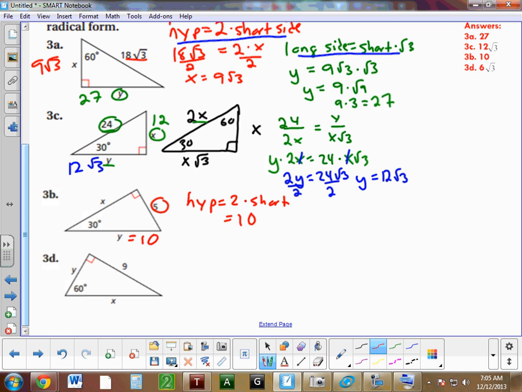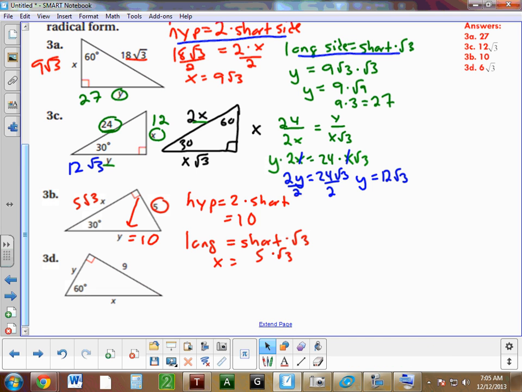I know that this is the hypotenuse because it's across from the right angle. And I know that the long side equals the short times root 3. So this one should be 5 times root 3 because the short side is 5, you multiply it by root 3, and that should equal the long side, which in this case is x.